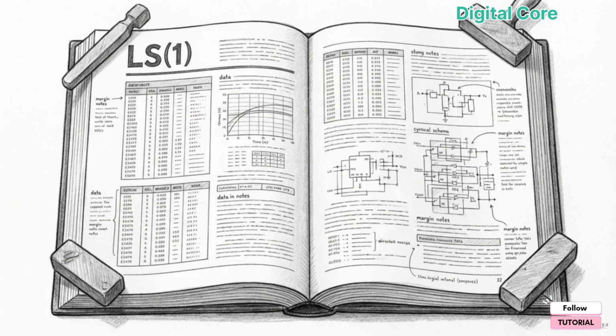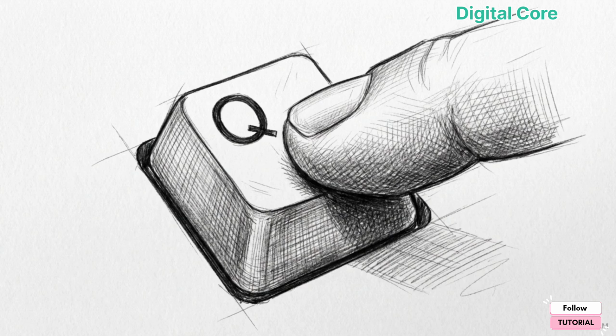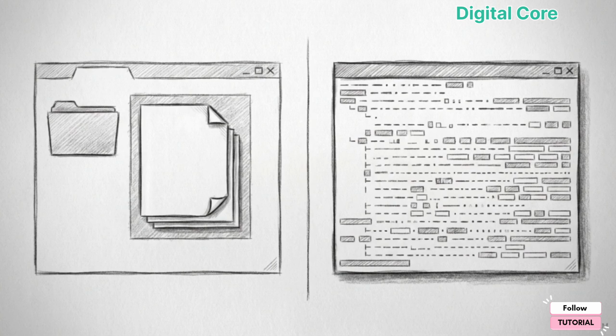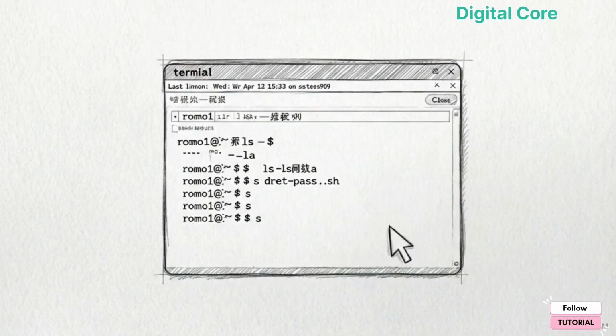For independent study, type man ls. This opens the built-in manual containing every possible flag. Press Q to exit the manual. Redirecting output allows you to create tangible reports, while the manual pages provide the resources to learn any command on your own. Close the terminal and open your graphical file explorer.